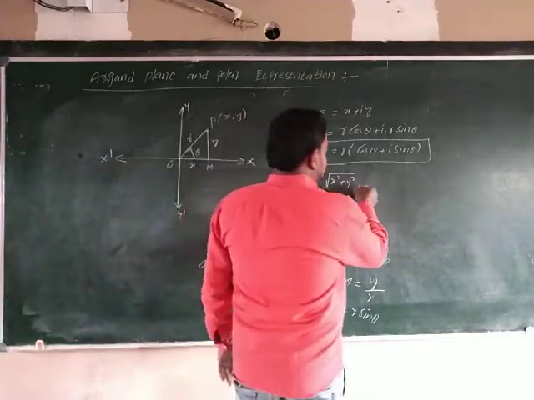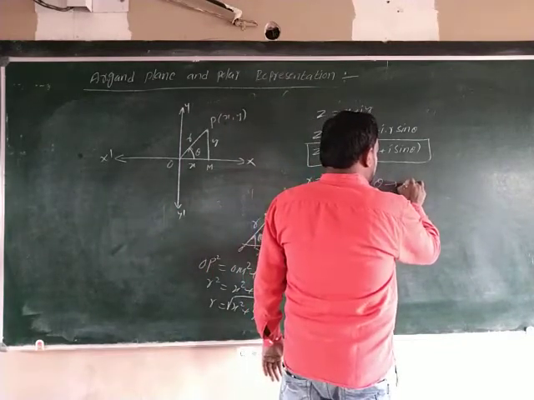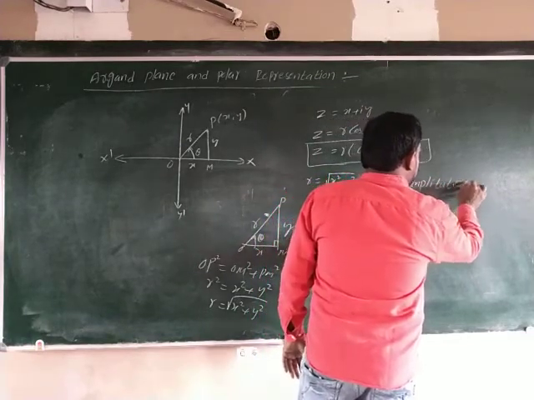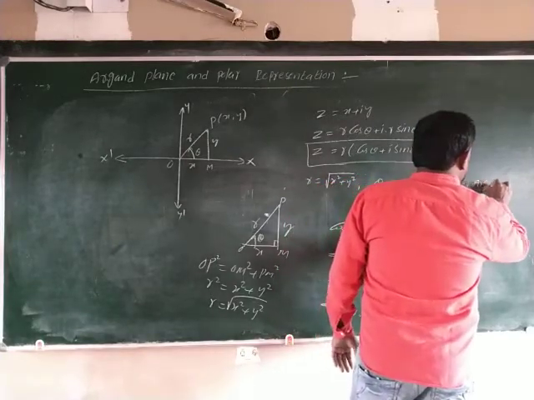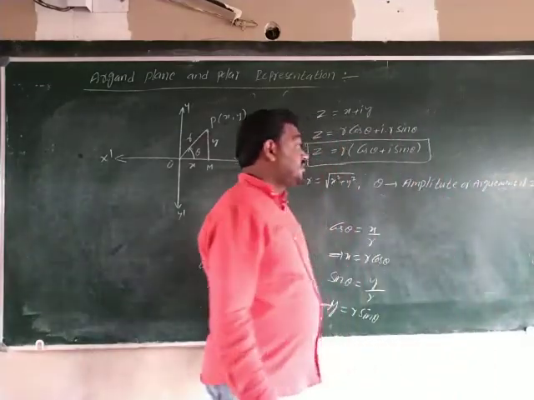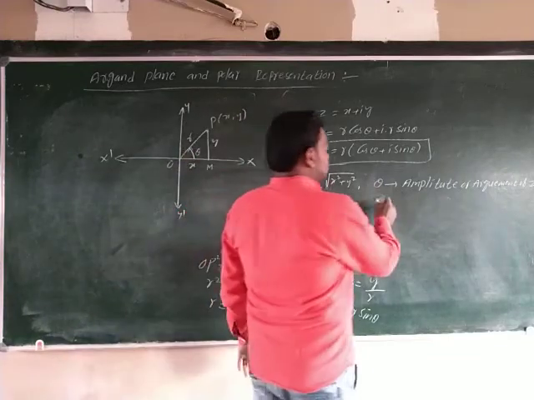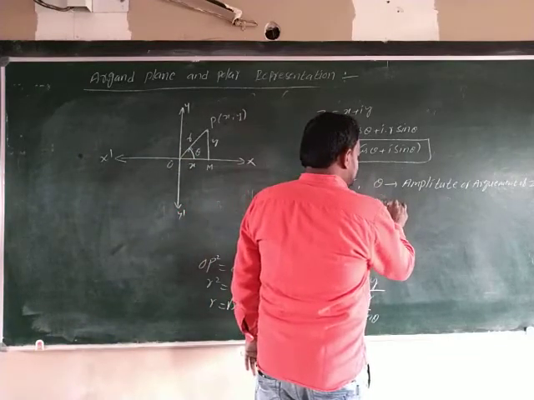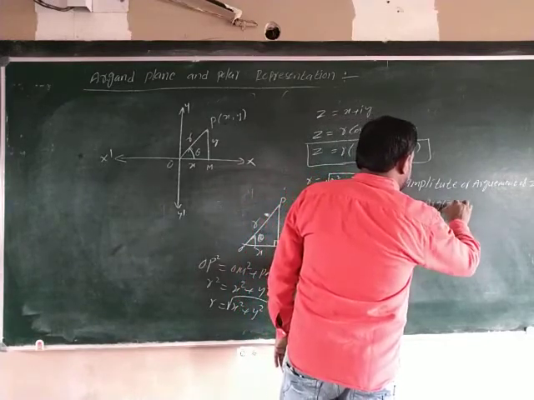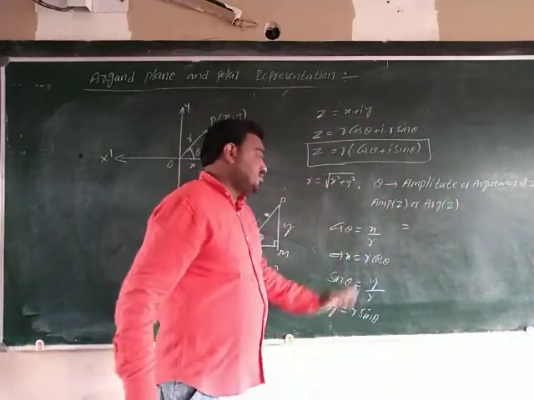Next, theta. Here theta is called what? Amplitude or argument of z. It is denoted by amplitude AM of z or argument ARG of z. How are we getting it? Let us see.